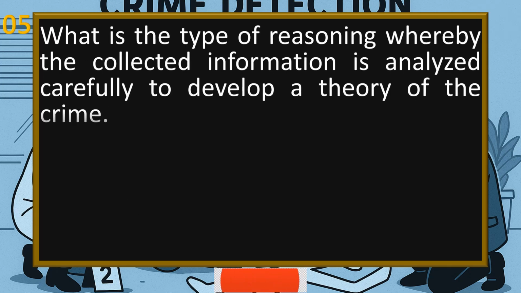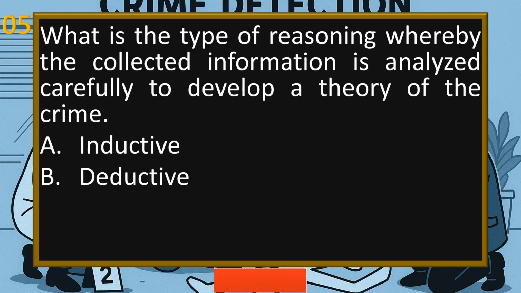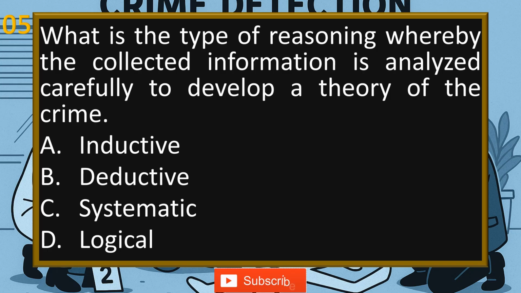What is the type of reasoning whereby the collected information is analyzed carefully to develop a theory of the crime? A. Inductive. B. Deductive. C. Systematic. D. Logical.